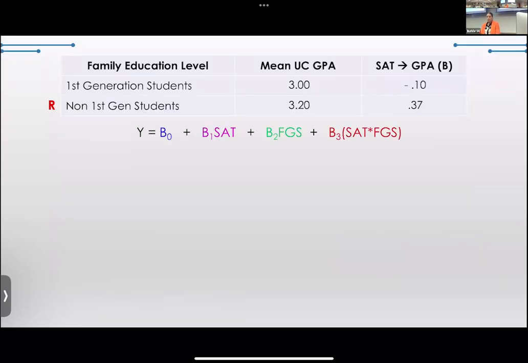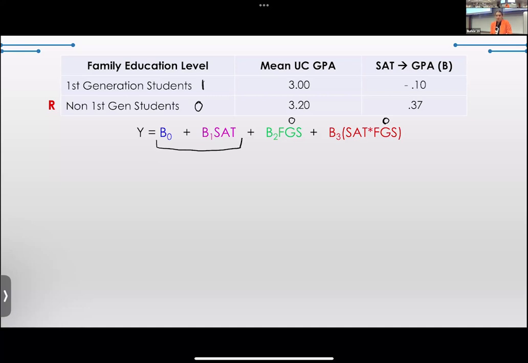So there's the equation that I came up with, right? And somehow we have to do what? We have to put coefficients in, right? For B1, B0, B2, and B3. So let's start with what would happen. So non-first gen is the reference group. So they're coded 0, right? And first gen is coded 1. So if we plugged in a 0 everywhere we saw FGS, that would represent non-first gen students, right? See that? And what would be left? Just this part, right? So B sub 0 would be their predicted GPA, right?